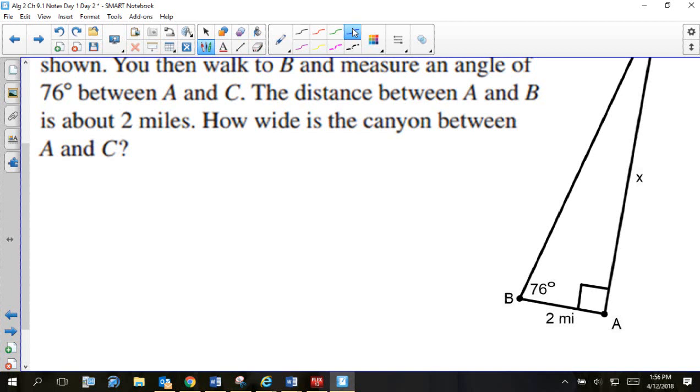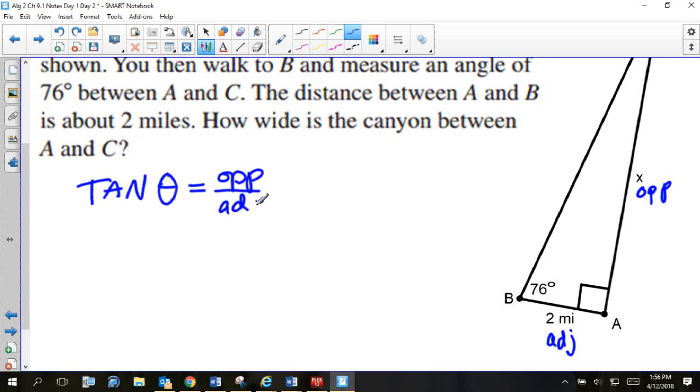All right, you guys. So we are finding side x, and according to the angle, which side is side x? Opposite. According to the angle, which side is given? 2 miles. What side is that? The adjacent. So what uses opposite and adjacent? TOA. Which one? Tangent. So tangent of theta equals opposite over adjacent. So tangent of 76 degrees is equal to x over 2.